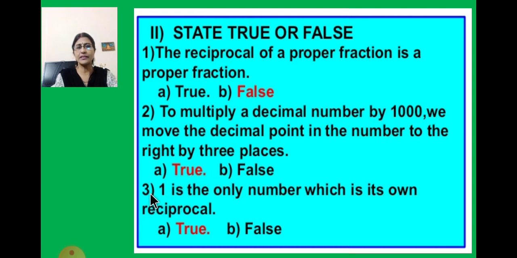Similarly, next question, third one, another true or false. 1 is the only number which is its own reciprocal. We know the reciprocal of 1 is 1 only, because 1 can be written as 1 upon 1 and the reciprocal of 1 is again 1. So this statement is again true. So we'll select the A option.